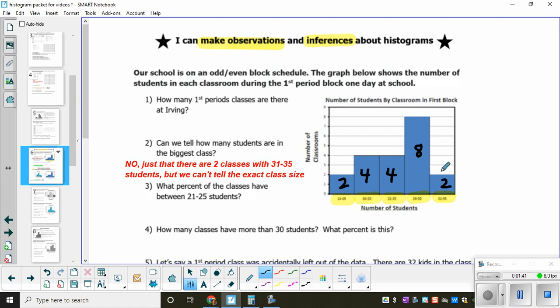So if we just add up all these numbers, we can see how many different first period classes there are. I chunked together an 8 and a 2, which is 10. So 10 plus this 8 is 18, and then we have 19, 20. So there are 20 classes in the histogram.